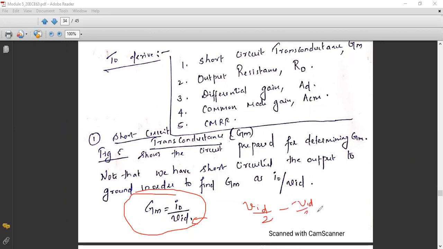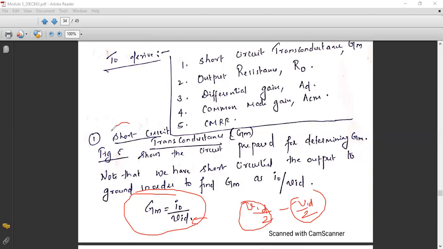What is positive VID by 2? The input that we are giving to Q1's gate. Negative VID by 2 is the input that you are giving to Q2's gate. The difference between these two voltages is VID, right? So the ratio between the output current and the differential input is considered as the overall transconductance GM.